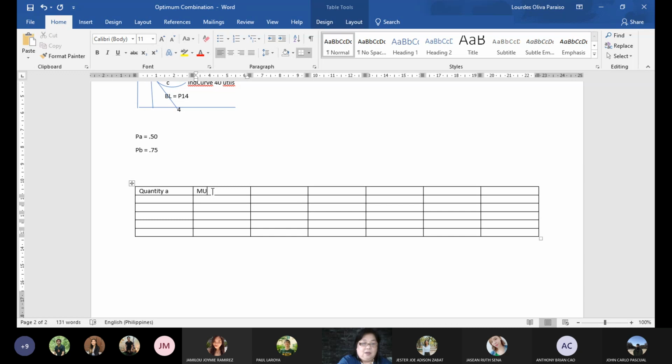Marginal utility of A, and then marginal utility of A over price of A. Then leave this blank. Separate the two tables. Then you have your quantity for B, MU of B, and then this one is your MU of B over price of B. Okay?